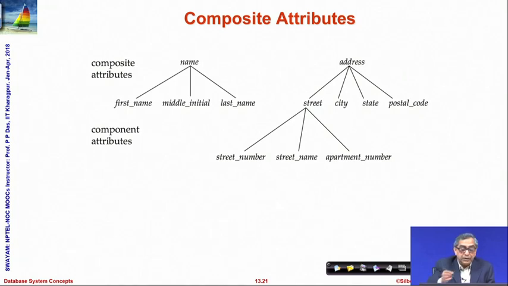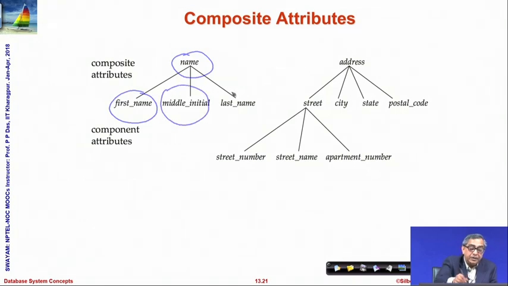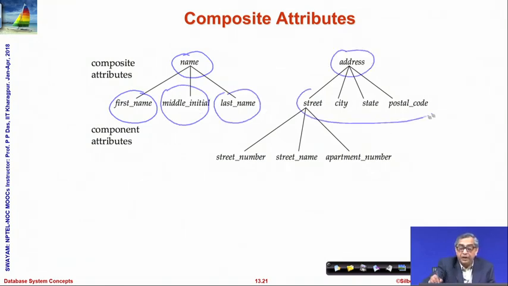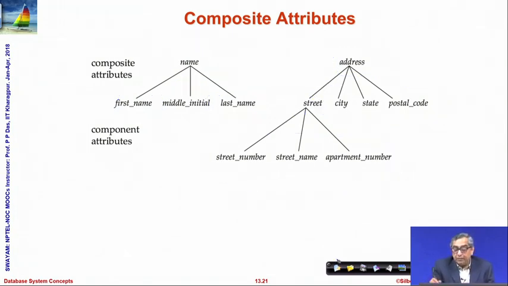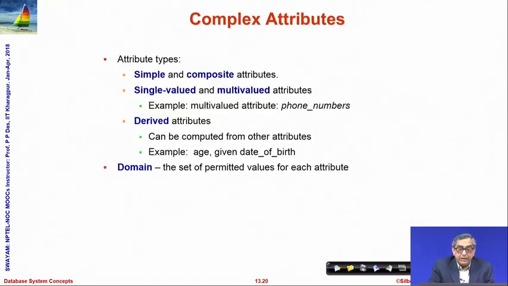Consider this a composite attribute. Name is an attribute, and it has different parts: a first name, middle name, last name. If I think of address, it has so many different parts, and street itself has so many different parts. So, whenever an attribute comprises more components, when it is not a simple value, then it is called a composite attribute. We will see how to handle that.